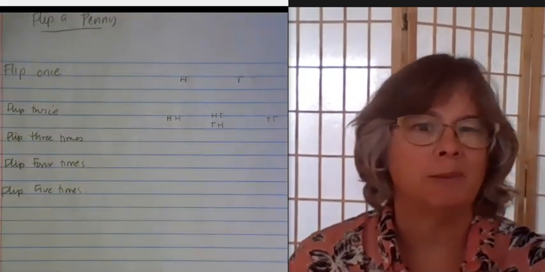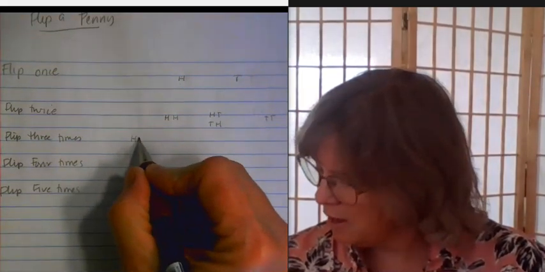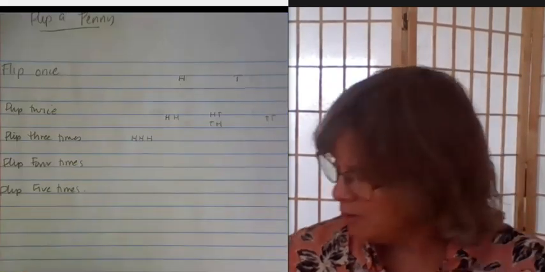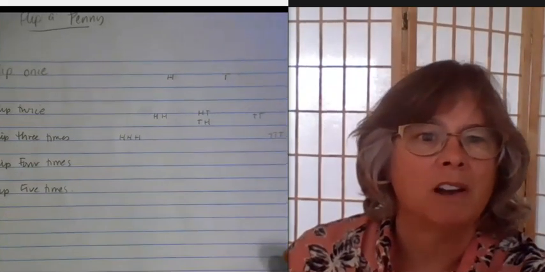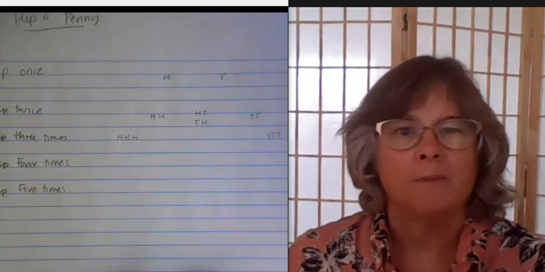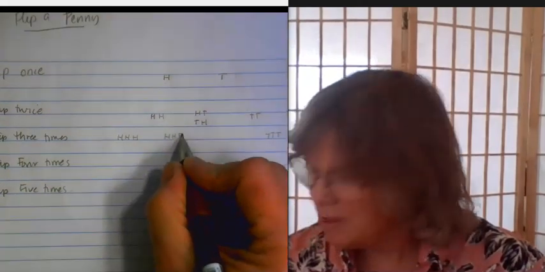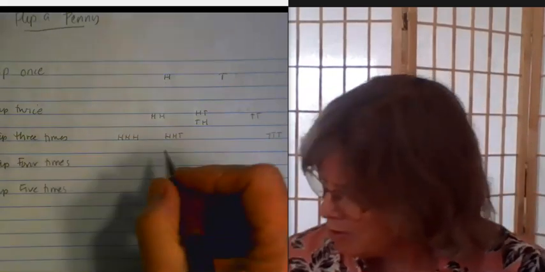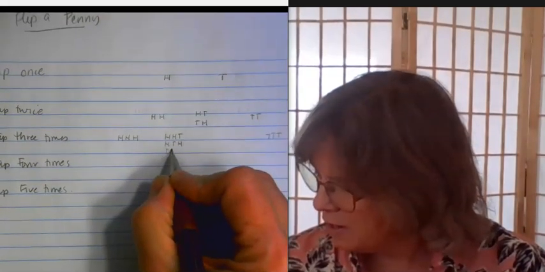If you flip that penny 3 times, you could either get a head, a head, and a head, all 3 heads. Or you could get a tail, a tail, and a tail, 3 tails. Okay. You could get 2 heads, maybe a head and a tail, or maybe you could get a head, a tail, and a head, or a tail, a head, and a head.